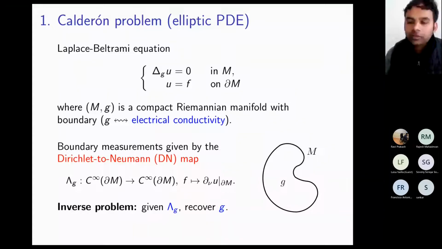And so it's a kind of overdetermined situation. So you have more information to recover G. So that's why it was first solved in 3 dimensions, and later in 2 dimensions.